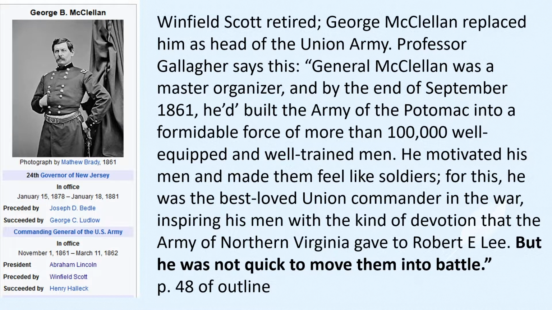General Winfield Scott retired, and George McClellan replaced him as the head of the Union Army. And our main source, Professor Gallagher of the Teaching Company, says this: General McClellan was a master organizer, and by the end of September 1861, he'd built the Army of the Potomac into a formidable force of more than 100,000 well-equipped and well-trained men. He motivated his men and made them feel like soldiers. For this, he was the best-loved Union commander in the war, inspiring his men with the kind of devotion that the Army of Northern Virginia gave to Robert E. Lee. But George McClellan was not quick to move the soldiers into battle.